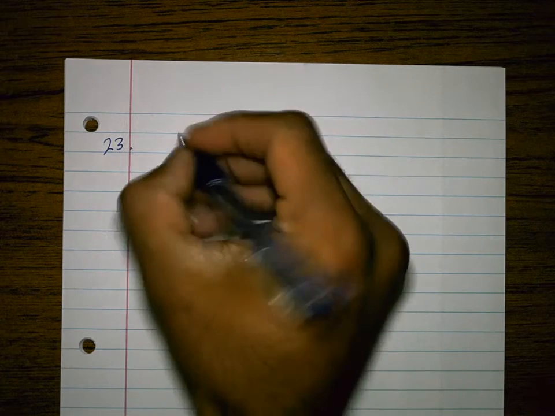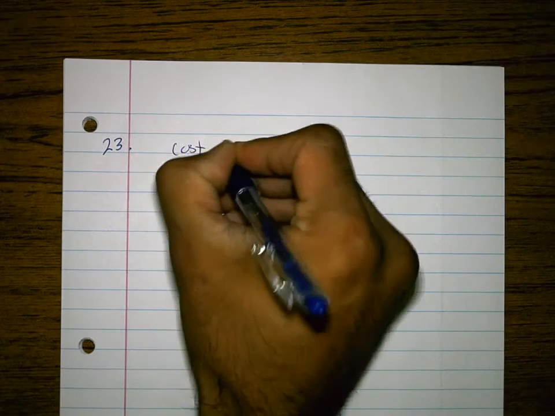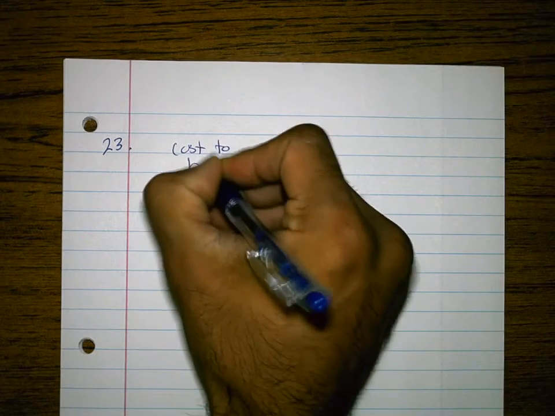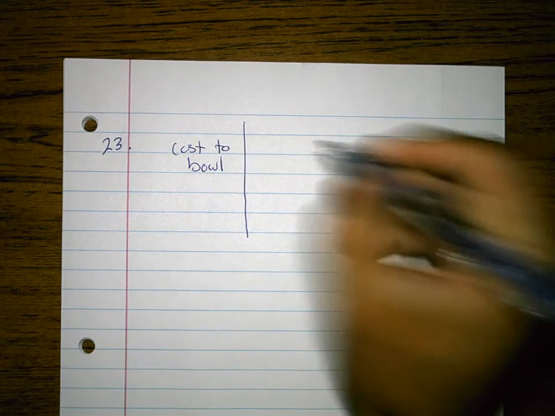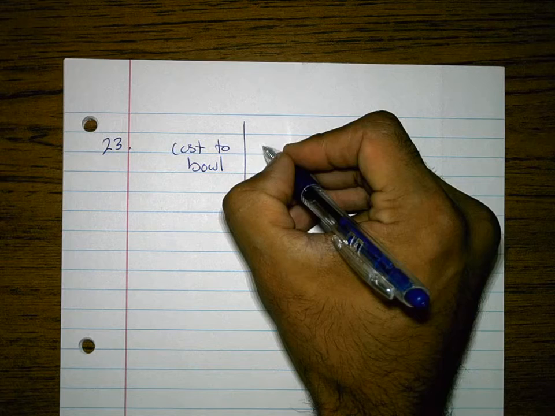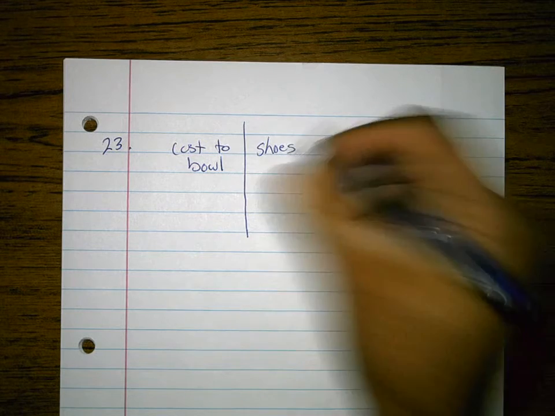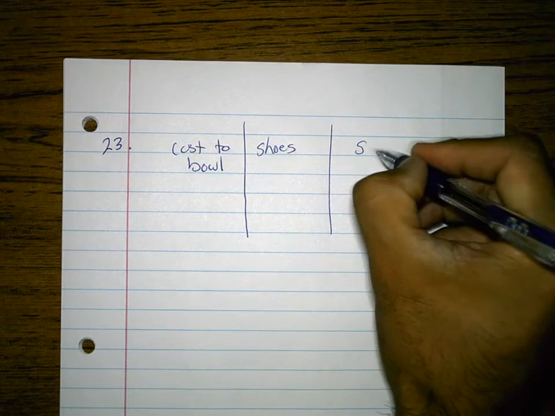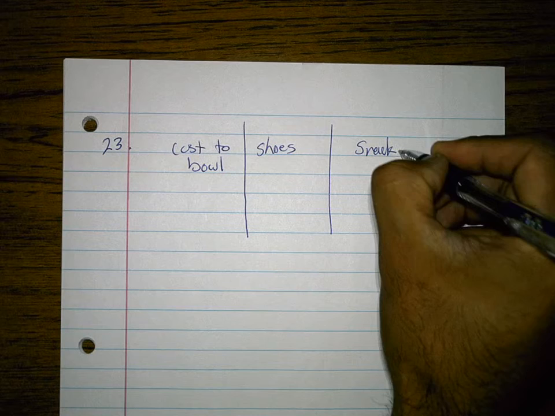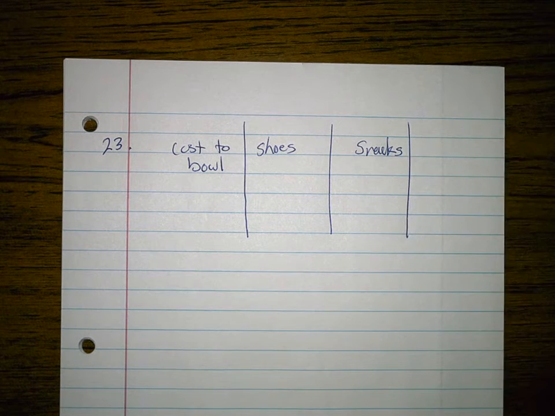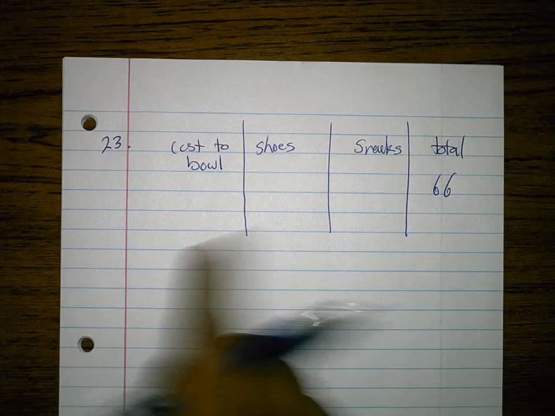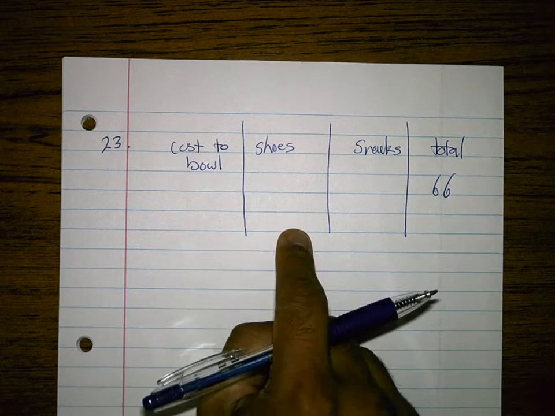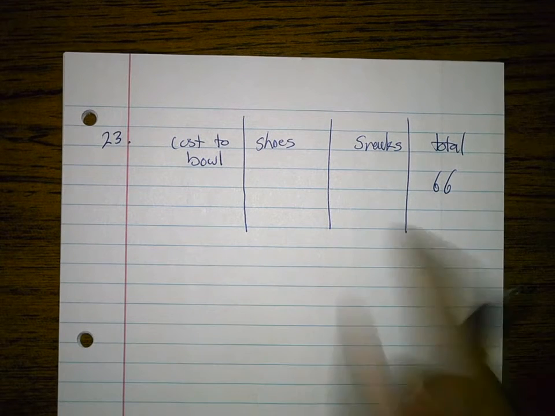So there's the cost to bowl. That's one thing. There's the shoes. That's another thing they paid for, and then snacks. And then the total. So the total is $66. So I got to add what it costs to bowl plus the cost of shoes plus snacks. So I'm going to figure out what they are.